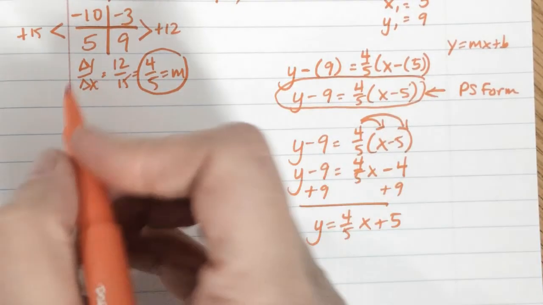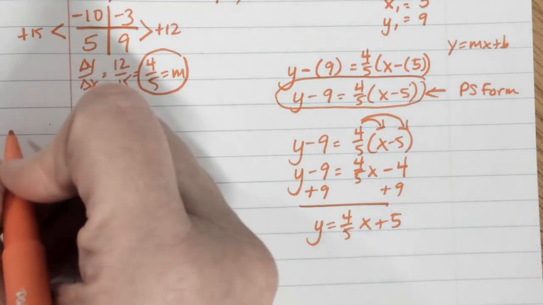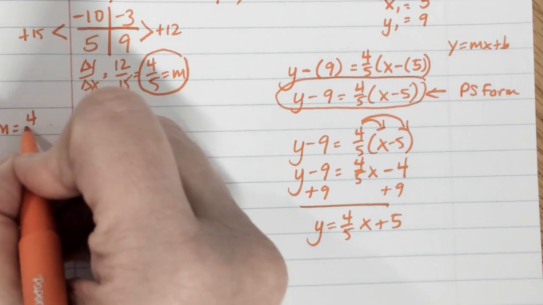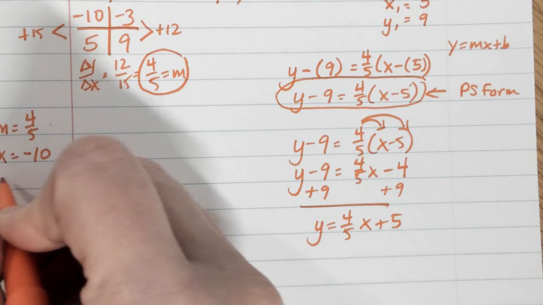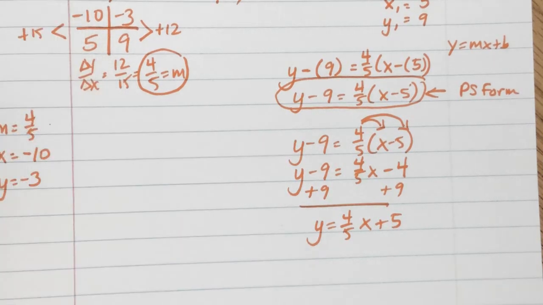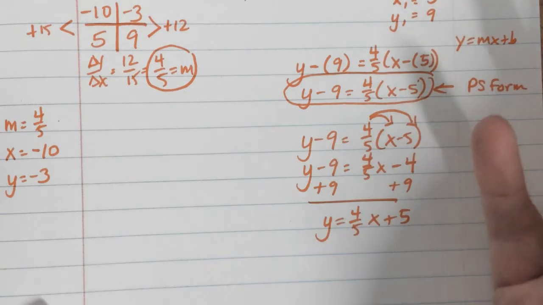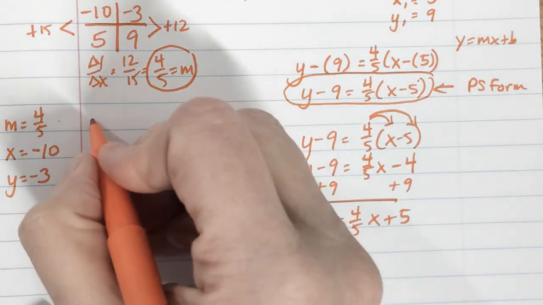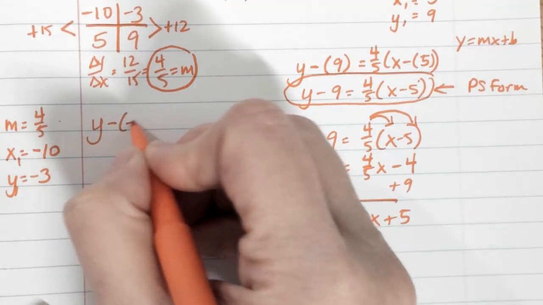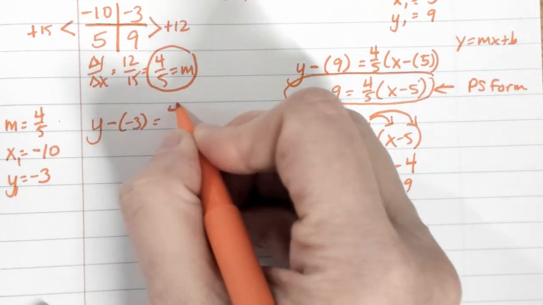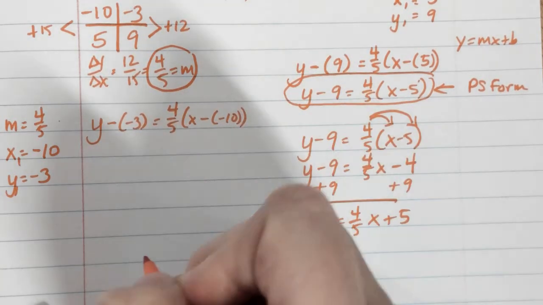Now, let me show you using the other ordered pair so that you see why it matters that we use these parentheses. I'm going to use the ordered pair 10, -3. So in this case, now I have m is 4/5, x is -10, y is -3. In theory, I should get the same equation because they're both part of the same line. So I'm going to say y minus y1, -3, equals 4/5 of x minus -10.